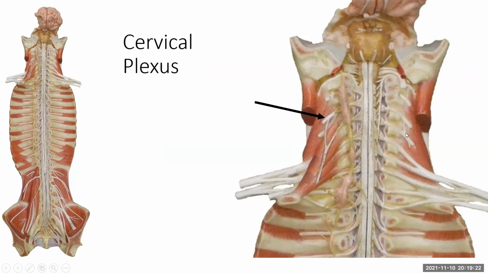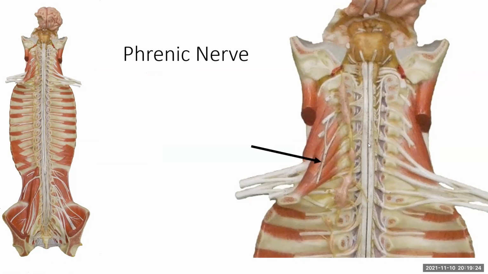Right? So you have the cervical plexus. Then one of the nerves that comes off the cervical plexus is the phrenic nerve. You should know what this nerve does. It's going to innervate your diaphragm, the muscle that helps you breathe. So the phrenic nerve is going to be the nerve that helps to contract that muscle during inspiration.